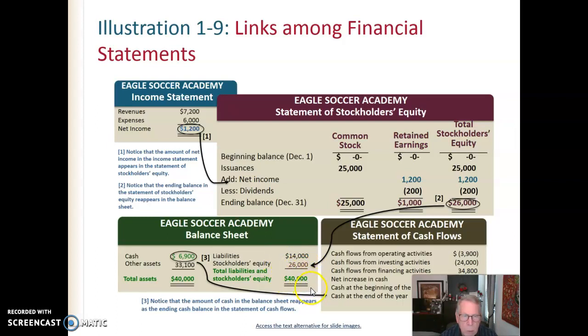And now we can prepare our statement of cash flows. Won't go through that in too much depth here, but here we had cash flows from operating activities, investing activities, and financing activities. We had a net increase in cash of $6,900. We started with zero, so cash at the end of the period is going to be $6,900. So really important to understand those relationships.